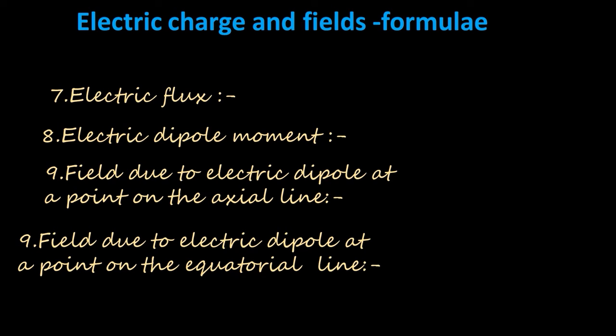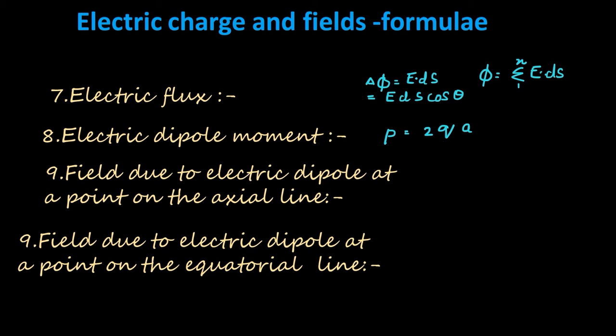Let us continue. Seventh one, electric flux. Symbol is phi. Delta phi is equal to E dot ds. Total flux is equal to sigma, that is total, E dot ds. Limit is from 1 to n. We consider there are n area elements. E dot ds is equal to E ds cos theta. It is dot product. Now, electric dipole moment p is equal to 2qa. Actually, the formula is q into 2a. We rearrange it and write it as 2qa.